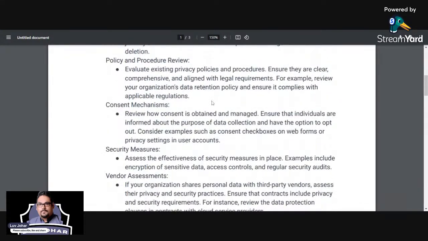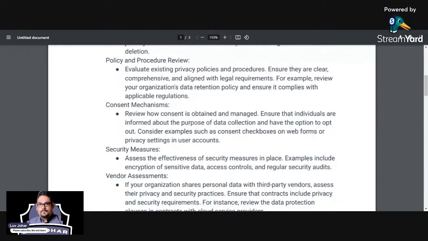Now here, after that, you have to perform a policy and procedure review. Okay, you have to understand whether you have any existing privacy policies or not. If not, you have to create them, because if you are following part of the compliance, then you have to create policies and procedures. You have to do that and make sure that they are clear. Okay, and you have to review your organization's data retention policy as well, and make sure that it complies with the applicable regulations as far as data retention is concerned. So you have to review the policies as well. If you have them, then review them. If you do not have them, then create them.